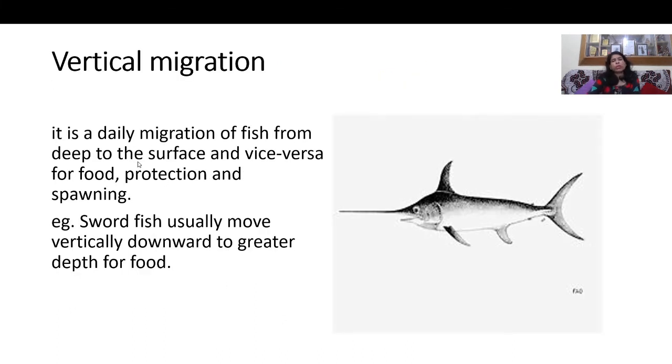Vertical migration, you can say up and downstream migration. It is a daily migration of fish from deep to the surface and vice versa for food, protection, and spawning. For example, swordfish. This is the picture of swordfish. It usually moves vertically downwards to greater depth for food.